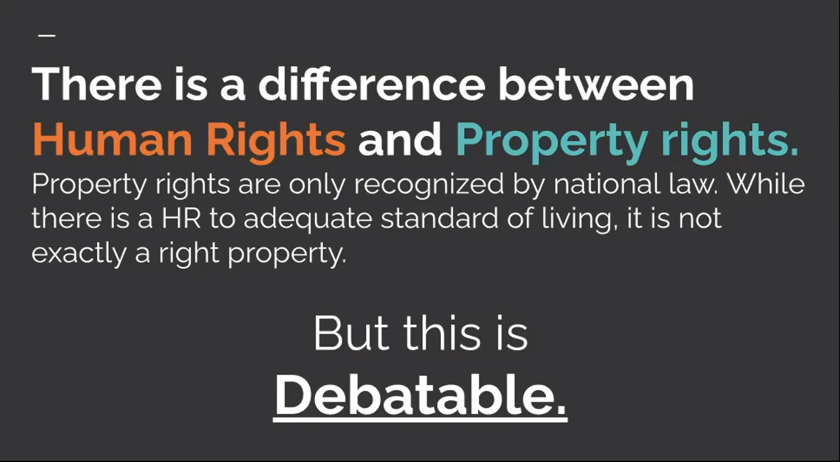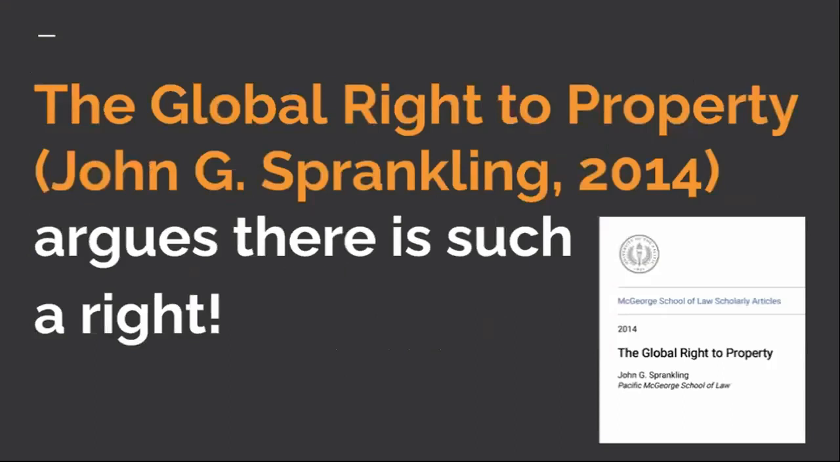That being said, this position is still debatable because we have articles like this, The Global Right to Property by John Sprankling. They argue that there is such a right to property, that it is a human right. They said, let's explore the different sources of international law. There are four, right? I wanted to give another lecture about this, but maybe next time. So there are four sources of international law. One is treaty. Treaty is basically agreements between states that they commit themselves to limiting their sovereignty a little bit in exchange for something else.